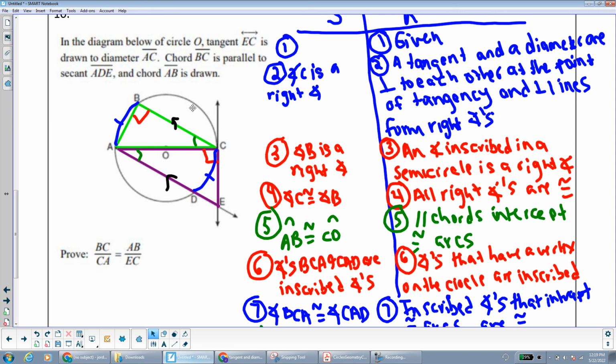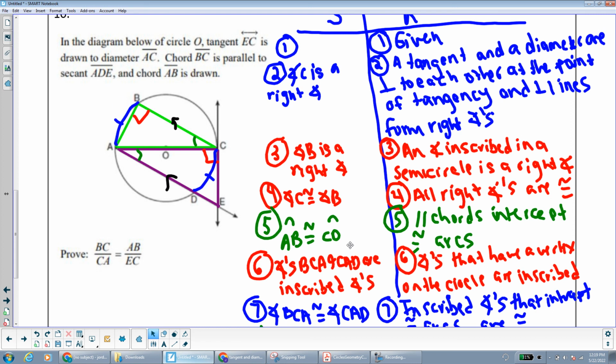Then I mentioned how I knew that angle B is a right angle. An angle inscribed in a semicircle is a right angle. I mentioned that angle C and angle B are congruent to each other. That's because all right angles are congruent. We also need to make sure that we mention that arc AB and arc CD are congruent. If it's in your diagram, it should be in your proof because parallel chords intercept congruent arcs.